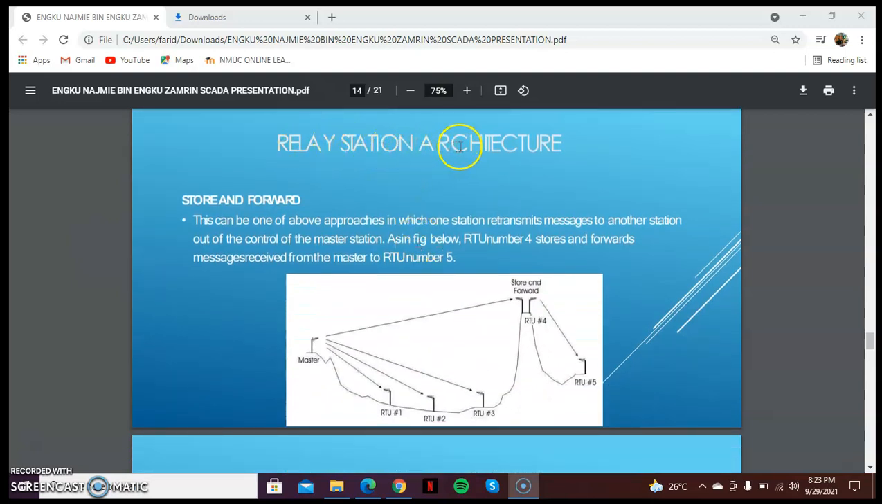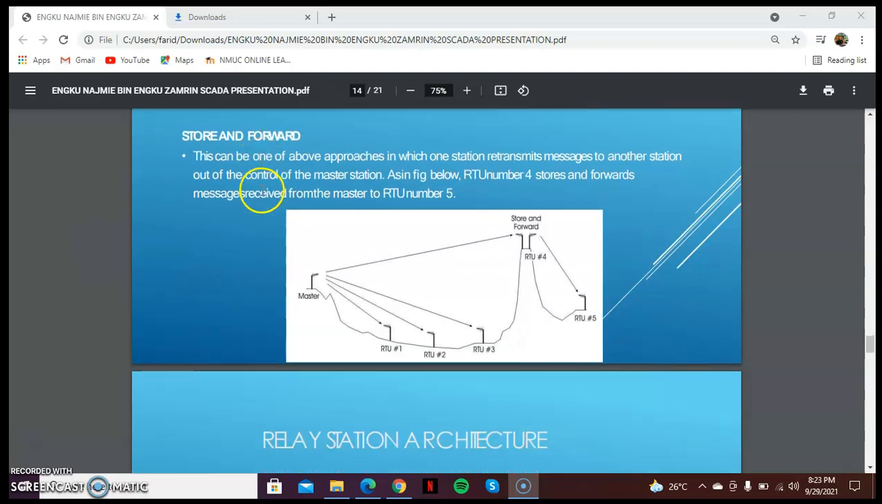Relay station architecture. This is store and forward. This can be approached where one station retransmits a message to another station out of the control of the master station. As below, RTU number 4 stores and forwards the message from the master to RTU 5. So from here to here.